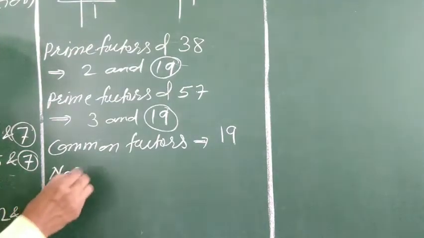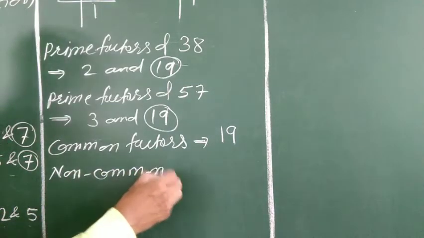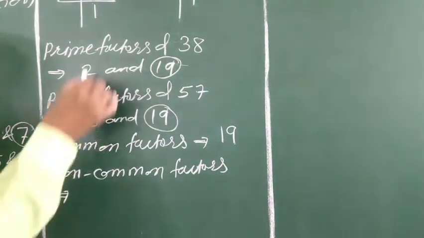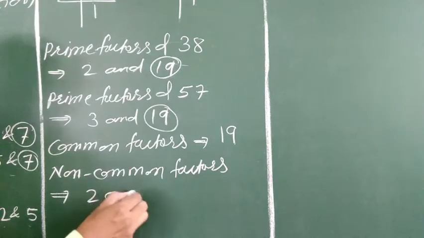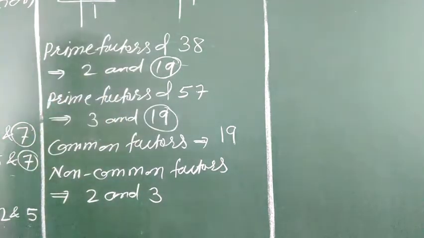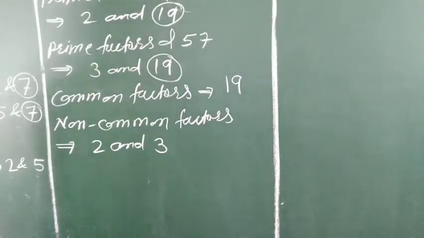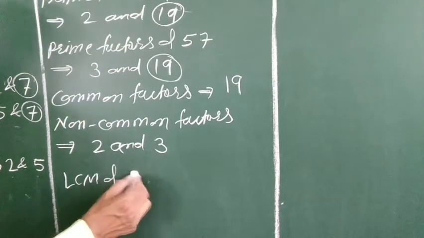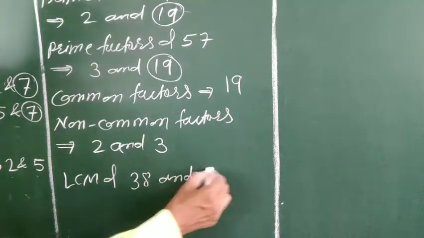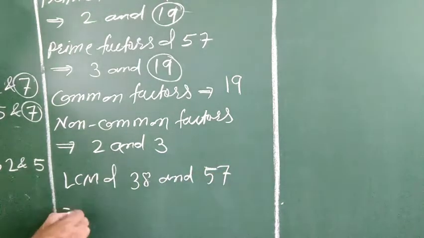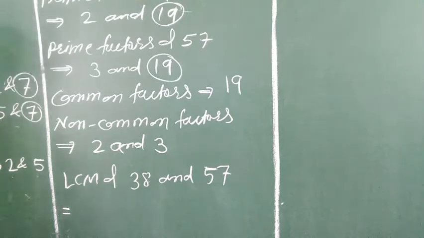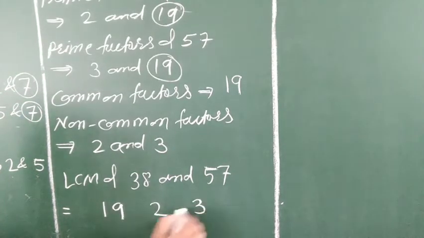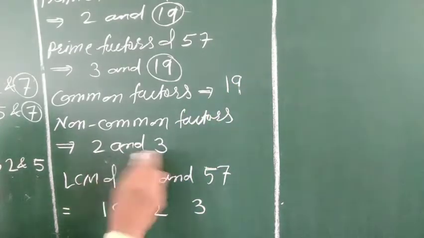Now next, non-common factors. कौन कौन से non-common factor? 2 and 3. These are non-common factor. Okay. Now LCM of 38 and 57. Non-common factor. You take this. It is 19, 2 and 3. ये common है and ये दो non-common है.